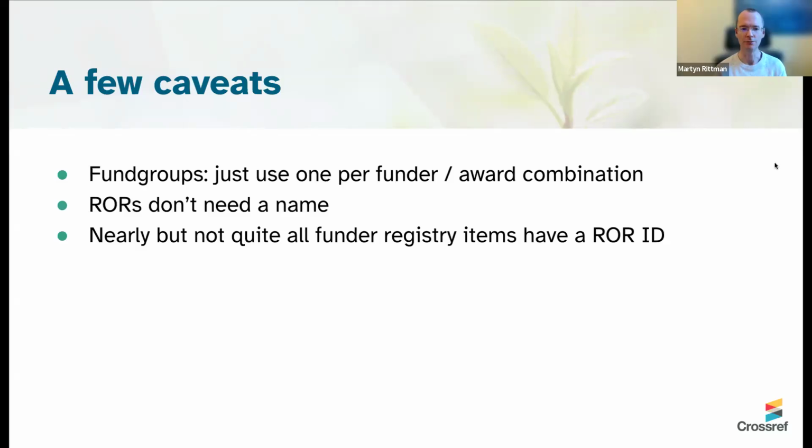I guess another point is that the ROR IDs that we're collecting don't require a name, and we're not accepting a name for the funder. We're just accepting the ROR ID. And the reason for this is that previously, when our members have sent us the funder ID and the name, they often don't correspond, or we're getting various different names for the same funder ID. And this is confusing, and it's difficult to determine what the accurate name is. So we're asking for just the ROR ID.